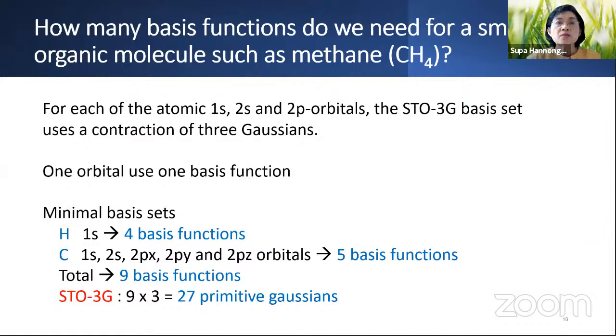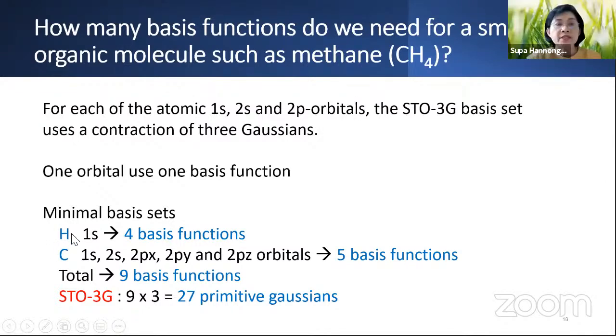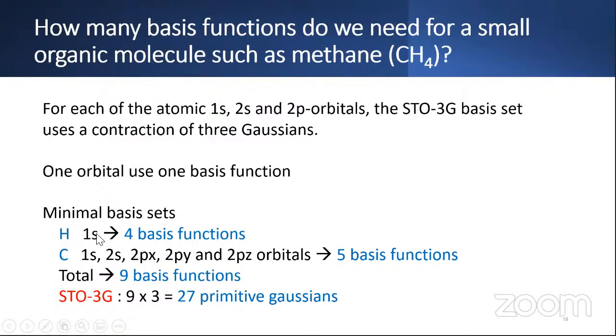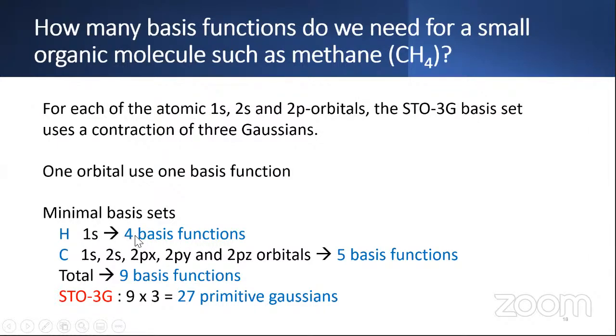So in order to consider methane, we have 1 carbon atom and 4 hydrogen atoms. And for each hydrogen atom, there is a 1s orbital. Okay, that means we have 1s orbitals, and then we have 4 basis functions.